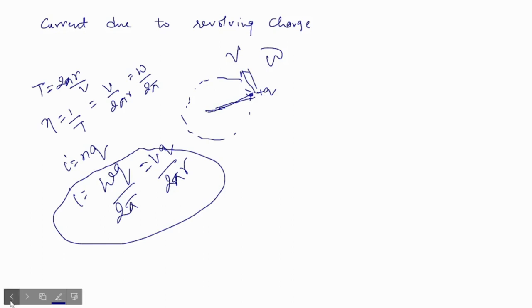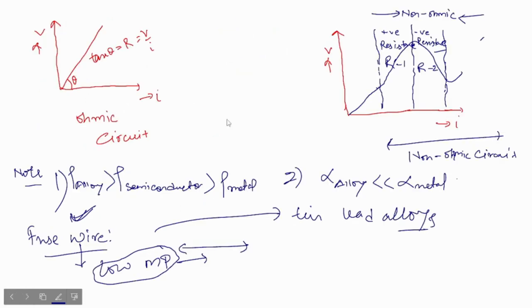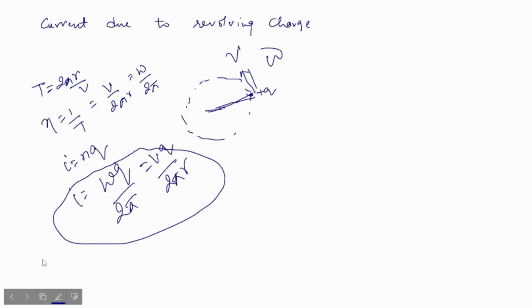So these were three basic topics: drawing graphs between ohmic and non-ohmic, fuse wire, and current due to revolving charge. From the next video, we'll be studying about electrical.